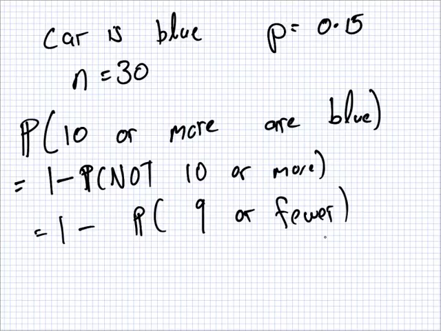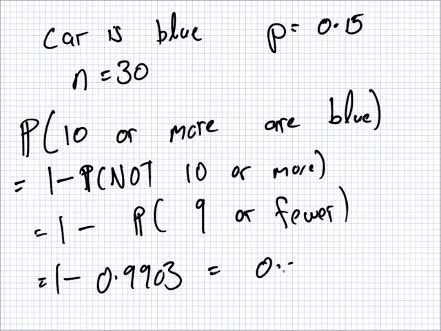So if you look at your tables, 9 and 0.15 is 0.9903. Can you see it, Malik? Yeah. Yeah? Yeah. Okay, let's try another one.